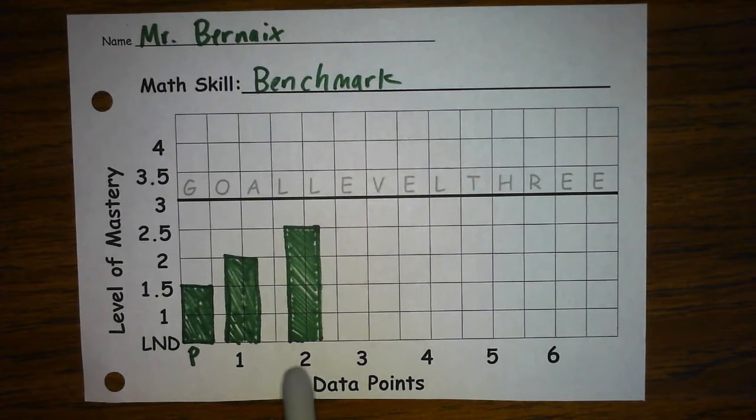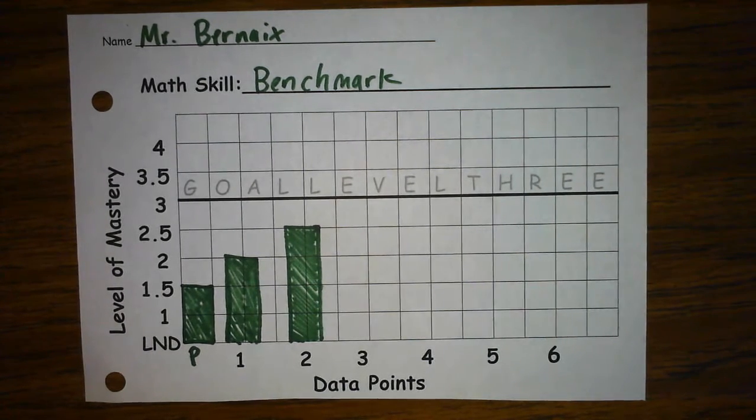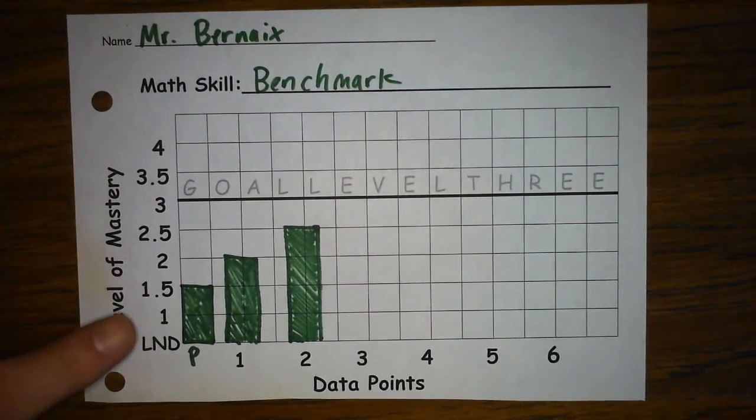Now I've inserted in the slideshow the conversion from percent to level of mastery 1 through 4. So you'll have to look at those percent conversions before you graph your scores, because you'll see that on the y-axis here it's 1 through 4 instead of 0 to 100%.